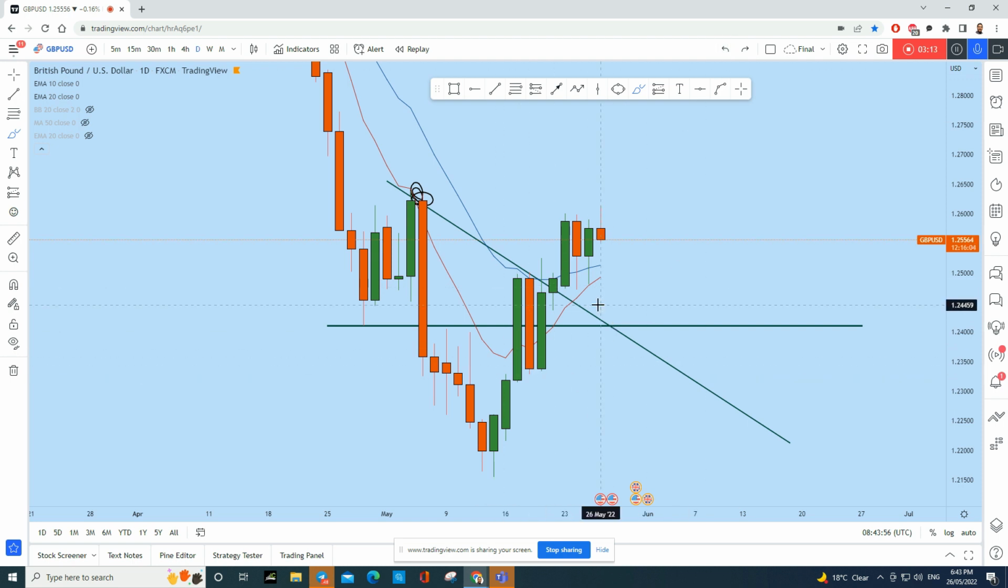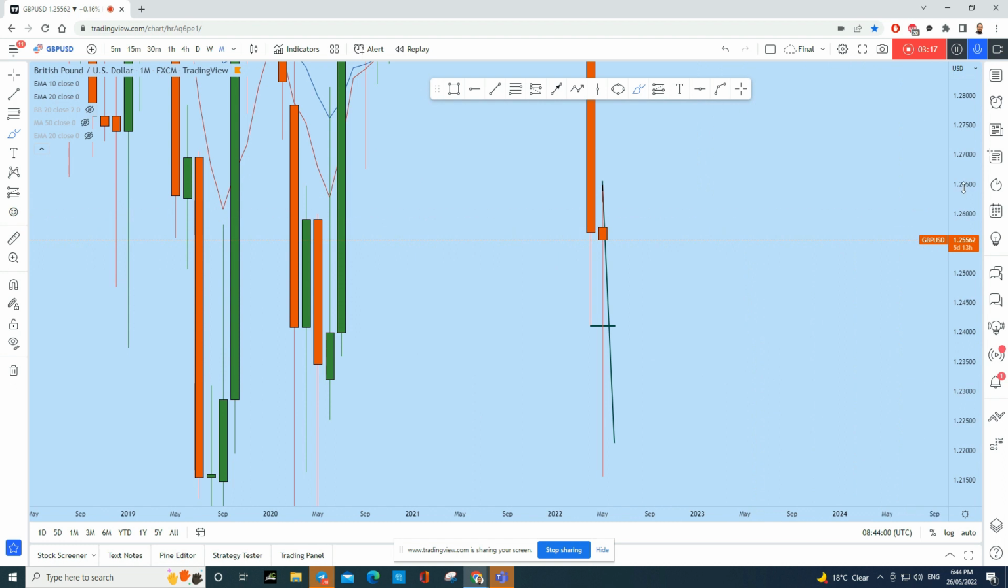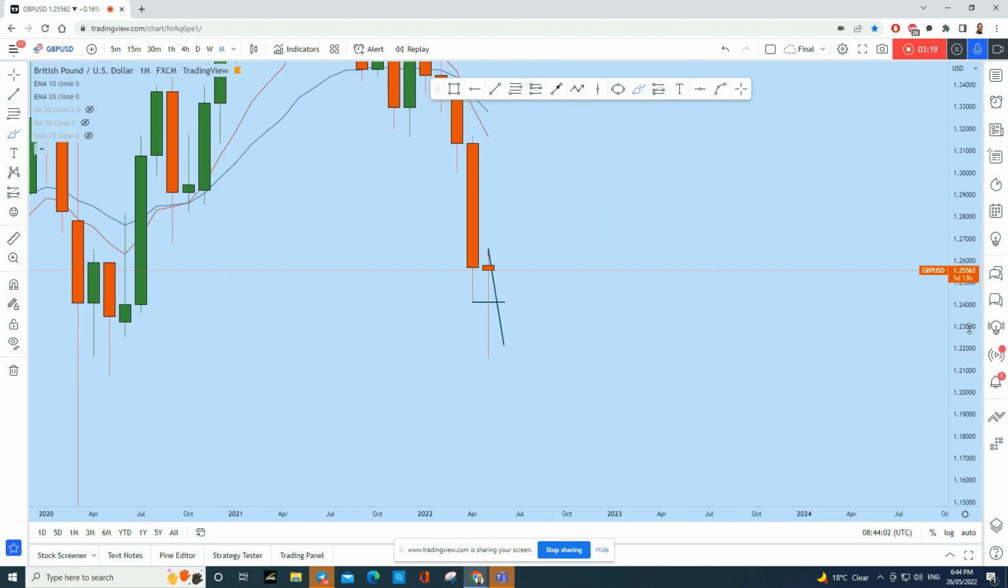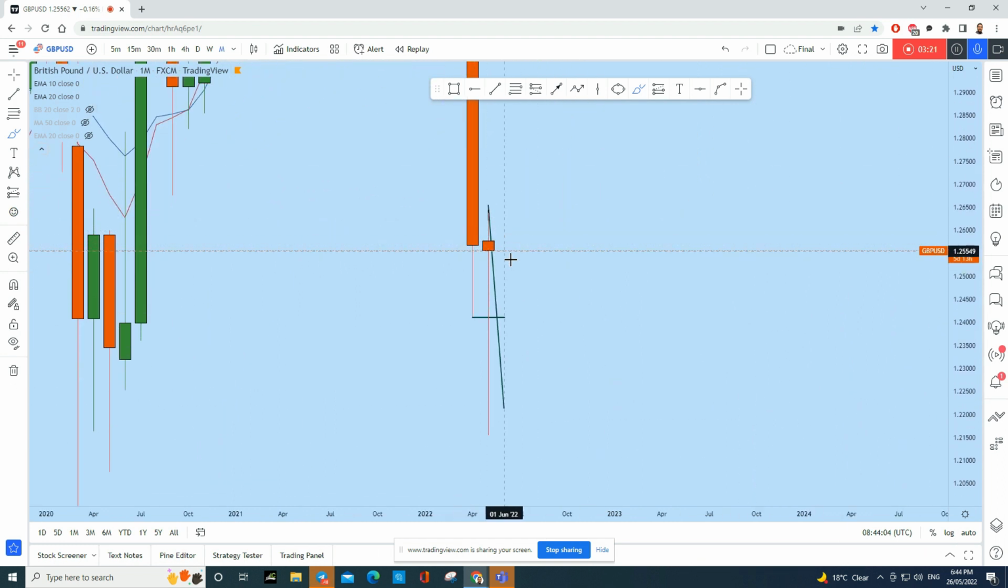So with all that being said, let's see how this looks on the monthly time frame. This is what I think will happen: on the monthly it will close as a doji, either a narrow green doji or a narrow red doji, and then the price will come back to this zone.